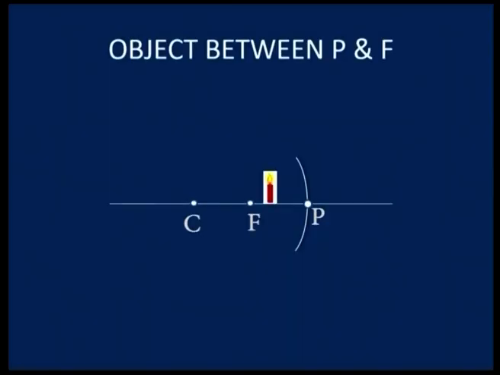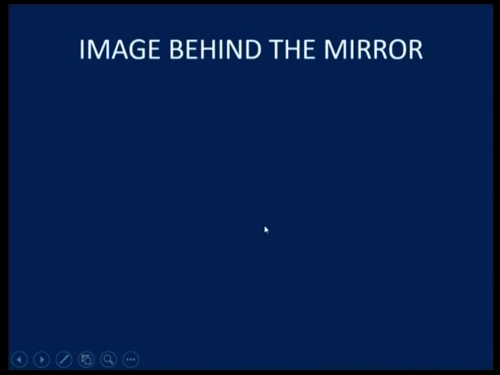The first case, the object is placed between the pole of the mirror and the focus. Okay children, you can see this is a concave mirror. The object is placed between P and F. Now let us see how the image is formed.